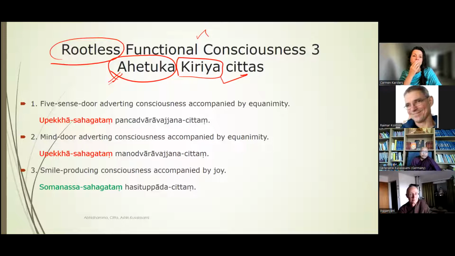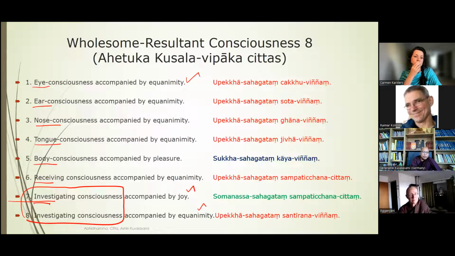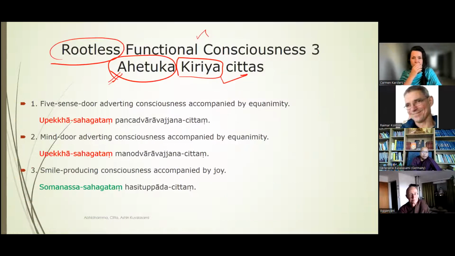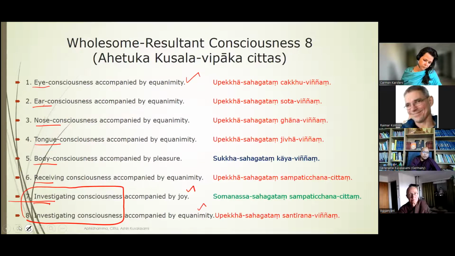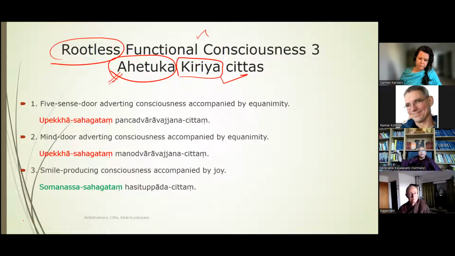The first Kiriya Citta is the 5 sense door adverting consciousness accompanied by equanimity. The 5 sense doors are eye, ear, nose, tongue, body. This 5 sense door adverting consciousness comes before the eye consciousness, receiving consciousness, investigating consciousness, and other good or bad consciousness. This one is very difficult to explain at the moment, so I can explain more later.